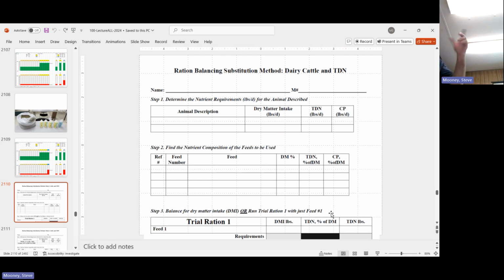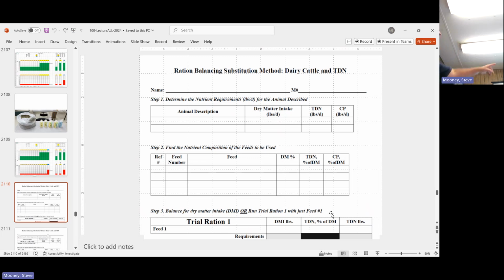You can either work front and back on a single sheet, or you can take 2 of them and flip one over and put them sequentially that way. I don't care, whatever you're more comfortable with. So this is going to walk you through how to balance a ration with the substitution method by hand. So we have our form here.